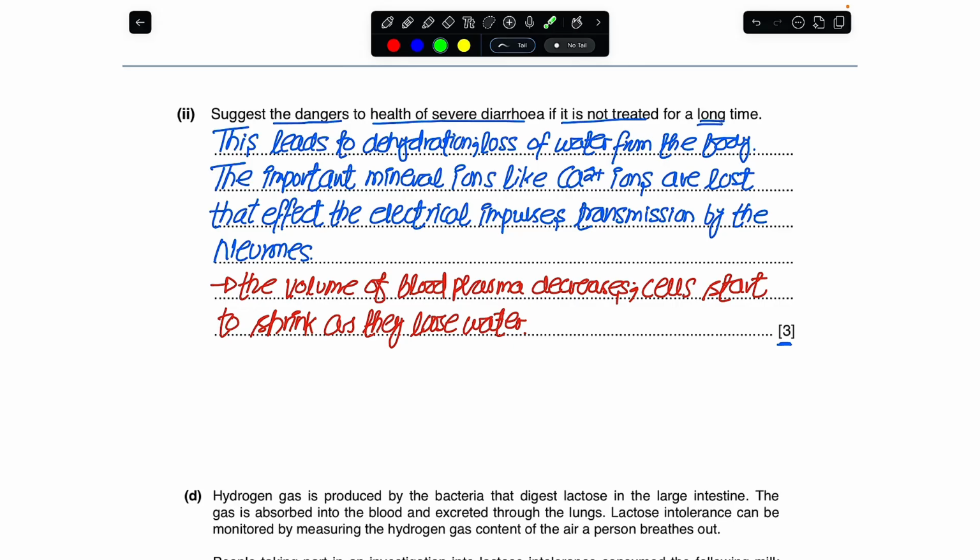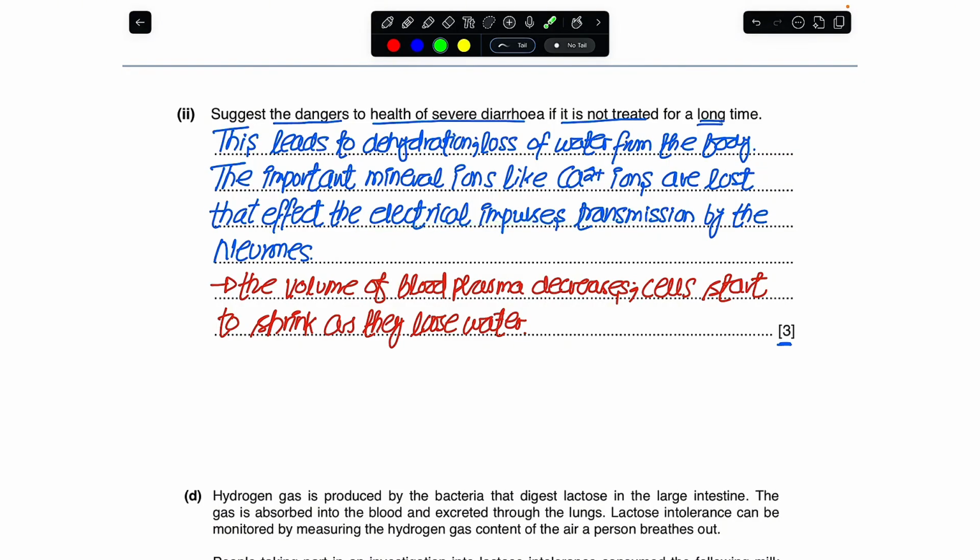In order to score the third mark, we are required to tell what negative impact there would be if there is loss of ions like calcium ions out of the body. Calcium ions are generally required for proper nerve impulse conduction by the neurons, and when there is loss of the calcium ions, the electrical impulse transmission by the neurons would be highly affected.